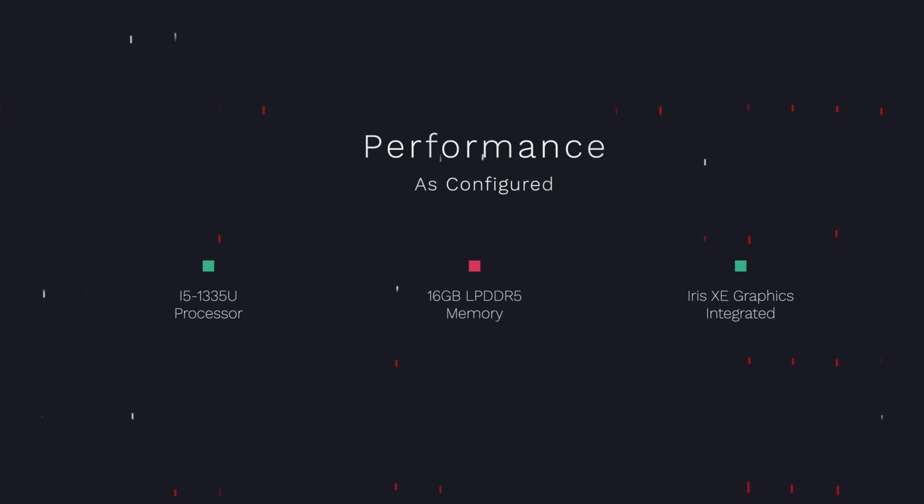In terms of general performance, the Aspire 5 is ultimately a power efficiency based laptop. As such, it has an i5-1335U series processor.